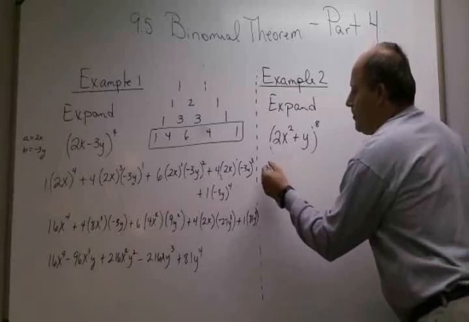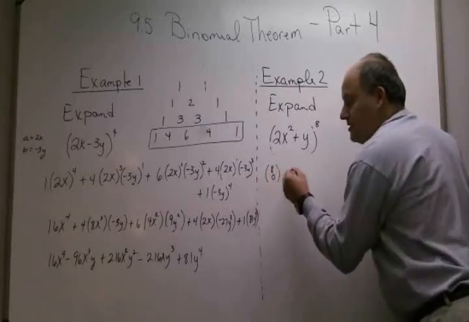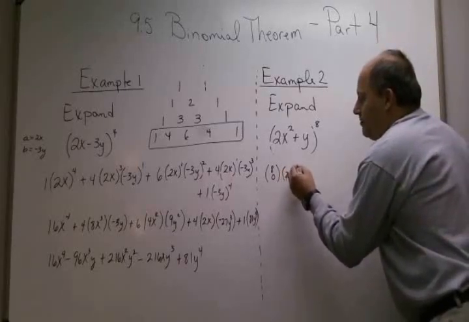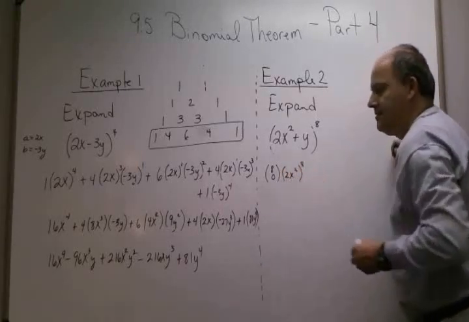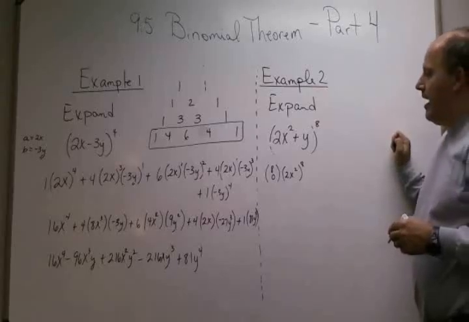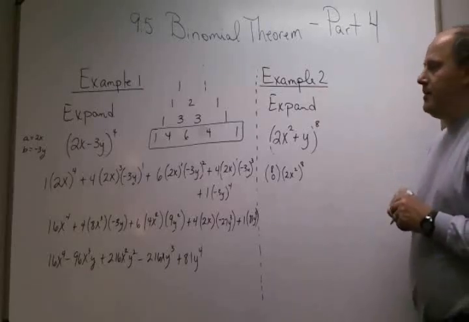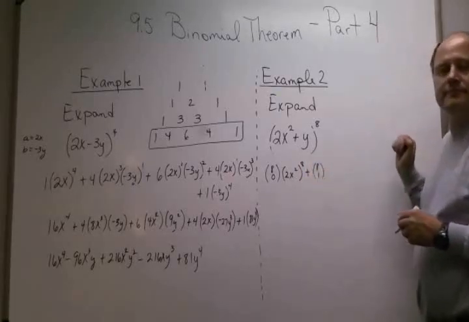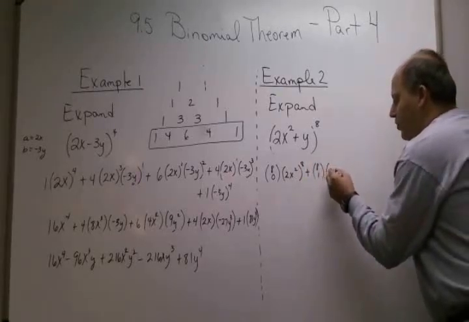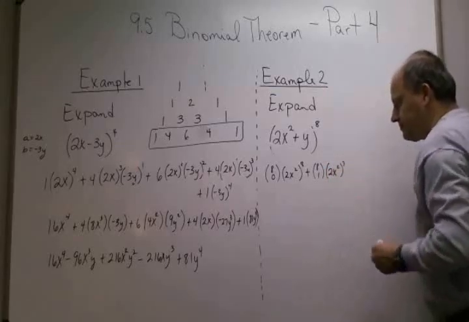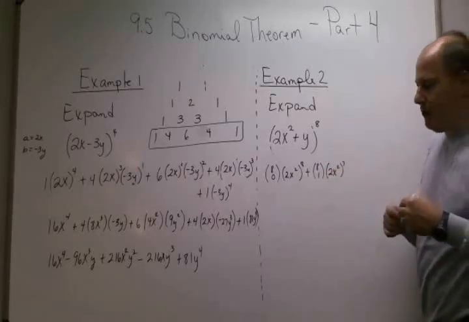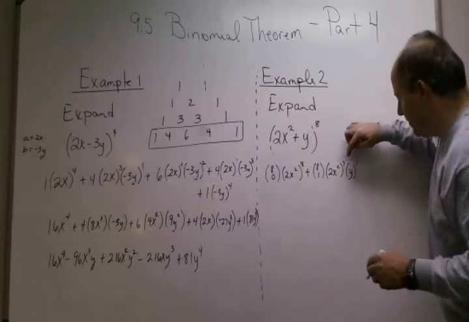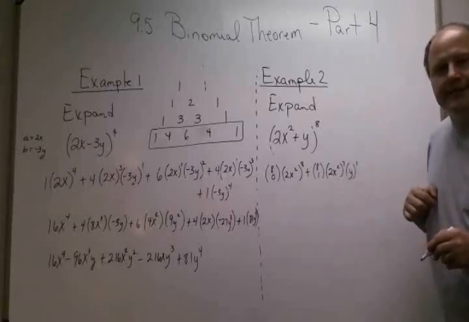So the first one is going to be 8 choose 0, which is really going to be the 1, and then (2x²)^8. Okay? And then that's your first term. So the next term is going to be 8 choose 1. Okay? And then (2x²)^7. You've got to bring the degree down by 1. And then here comes the y. So it'll be y to the first. Notice 7 plus 1 does give me 8.